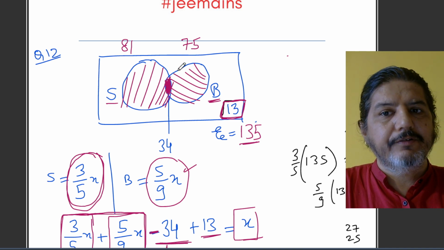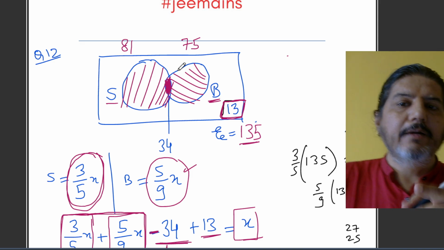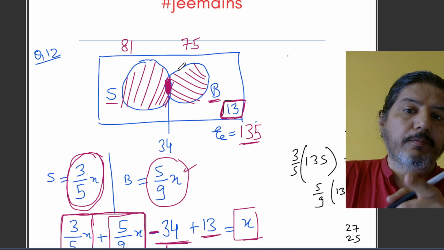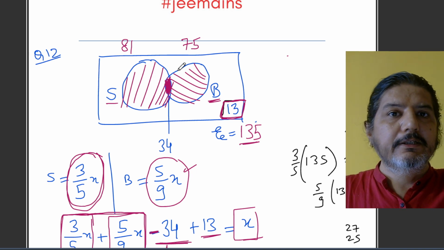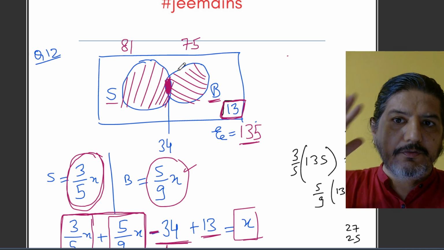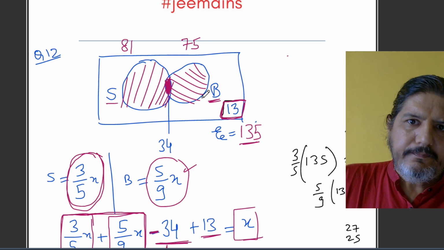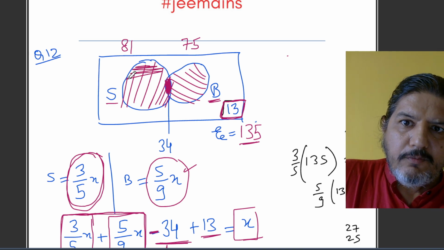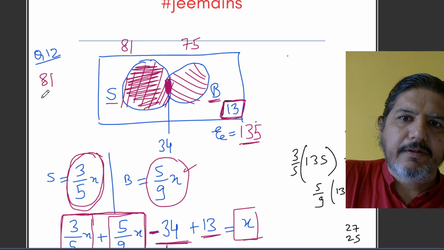This 81 and 75 includes this 34 people who like both the games. So 34 would be included in 81 also. These 34 people will be included in the swimming part also. These 34 people would be included in the badminton part also. This you need to be very, very clear. So basically, what I'm trying to say is, if I want these people who exclusively like swimming, what I'll have to do is I'll have to subtract 81 minus 34.